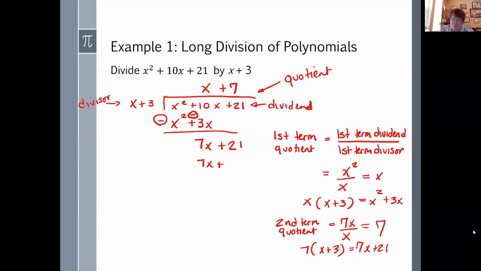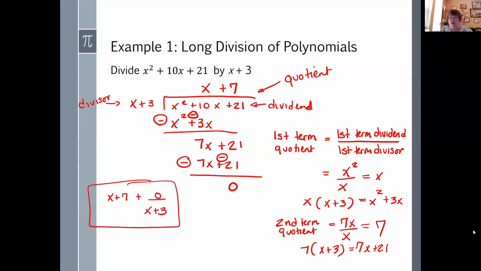7x plus 21. Okay, now I'm going to change the signs to remind myself that I'm subtracting. 7x minus 7x is 0. 21 minus 21 is 0. So the remainder here is 0. Okay, so when I divide x squared plus 10x plus 21 by x plus 3, I get x plus 7 with a remainder of 0. So the quotient is x plus 7. The remainder is 0.